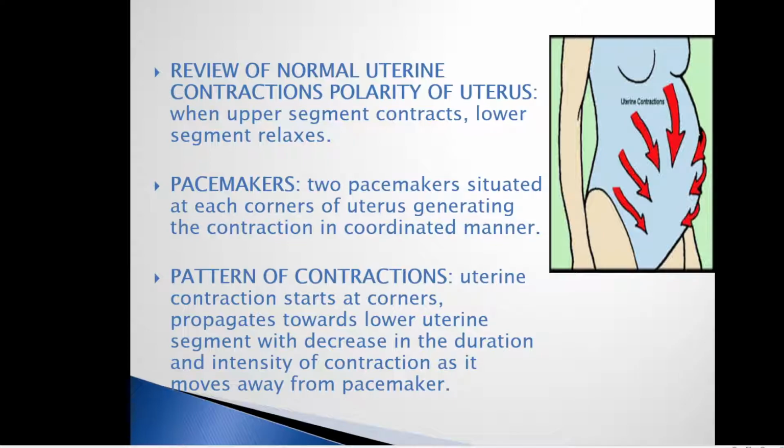Review of normal uterine contraction: polarity of uterus. When upper segment contracts, lower segment relaxes. It's distraction. Later I will show it. Pacemakers: 2 pacemakers situated at each corner of uterus generate the contraction in a coordinated manner. Pattern of contraction: uterine contraction starts at corners, propagates towards lower uterine segment with decrease in the duration and intensity of contraction as it moves away from pacemaker.